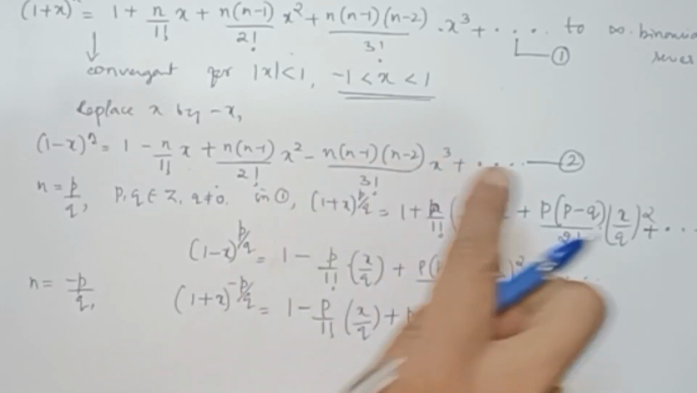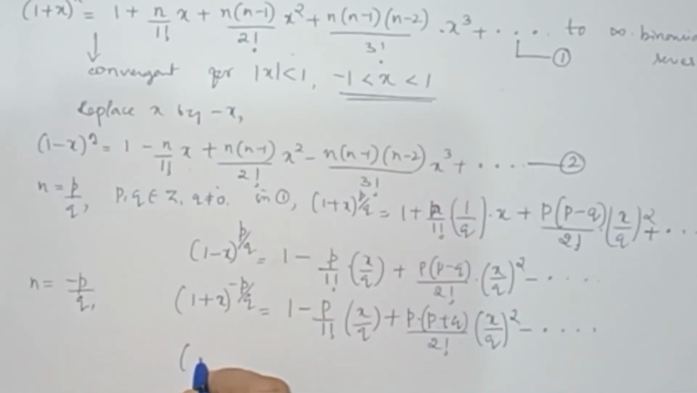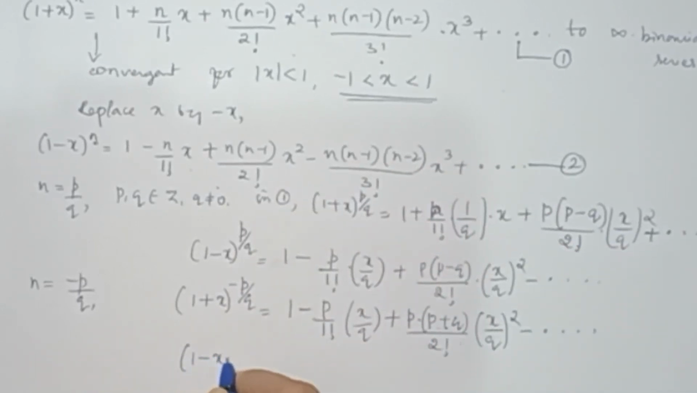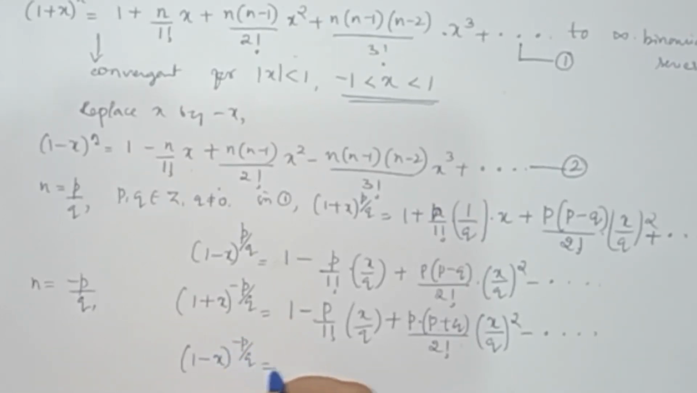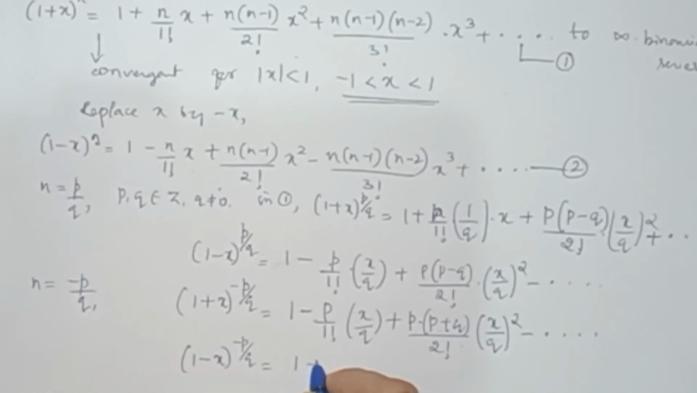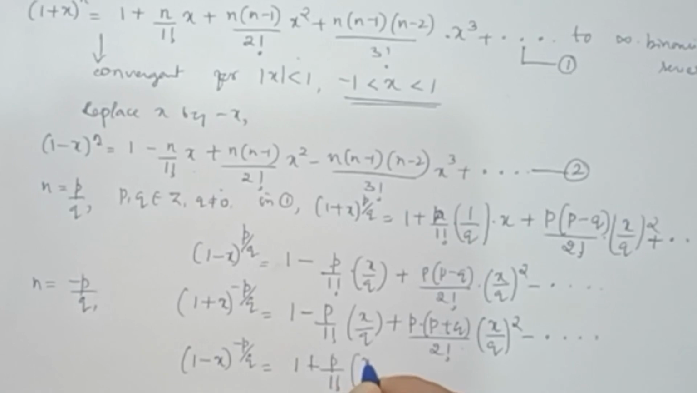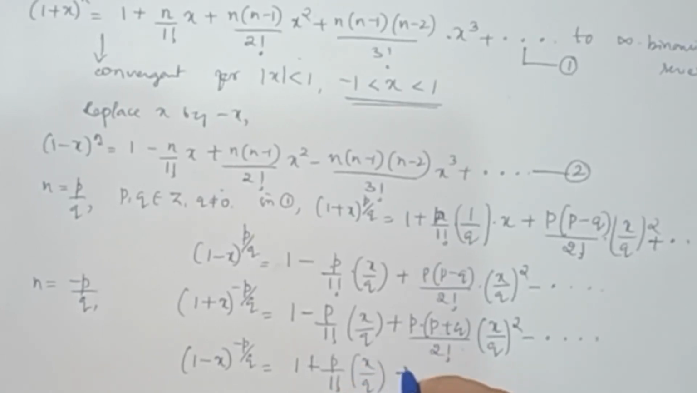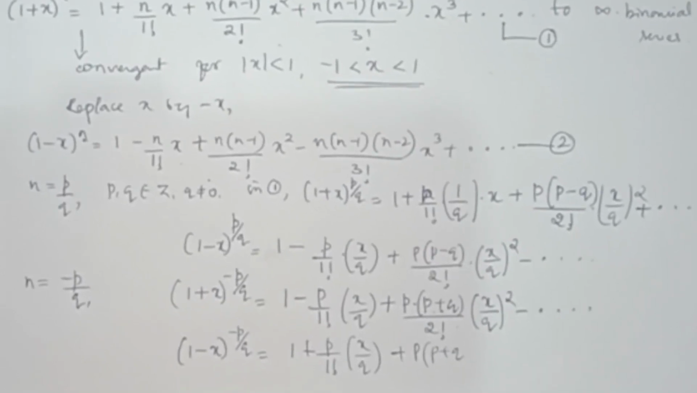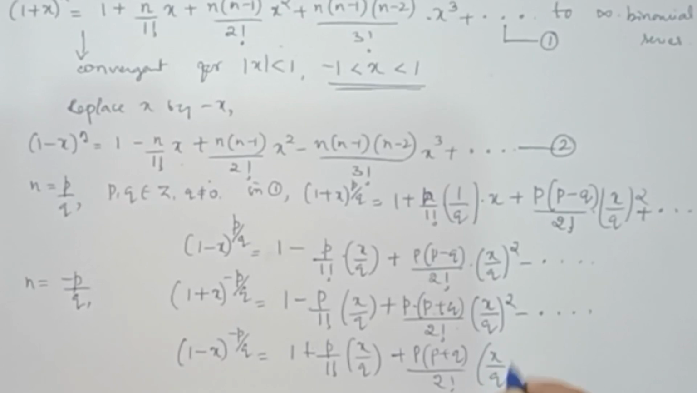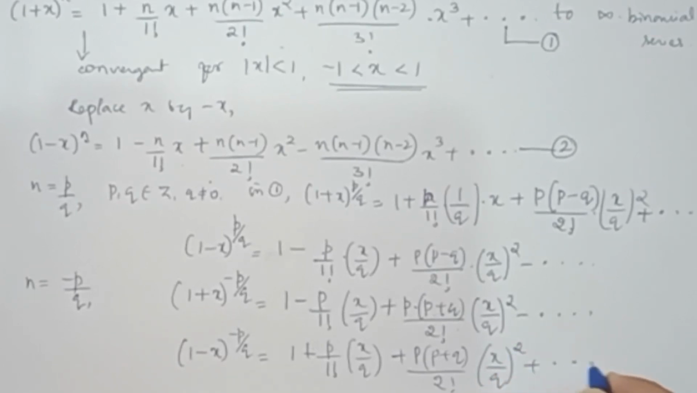Similarly, in the second series, if you put n equal to -p/q, you will get (1 - x)^(-p/q) = 1 + (p/1!)(x/q) + p(p + q)/2! (x/q)^2 + and so on, since minus of minus becomes plus here.